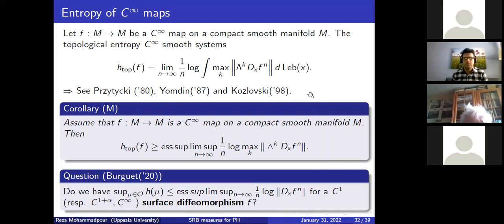The formulation by Newhouse considers not an integral like I consider it, yes, Yomdin, but rather that for every hypersurface, the growth is smaller than the topological entropy.